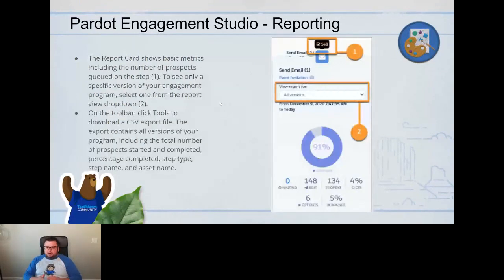Something else that's important to know is that there is reporting available on engagement studios. This is what a report looks like, and I'll show you this when I'm going through the walkthrough of Engagement Studio, but this is just for future reference. There is a tab called reporting, and when you click that, this is what you're able to see on each of the email send actions within your Engagement Studio.